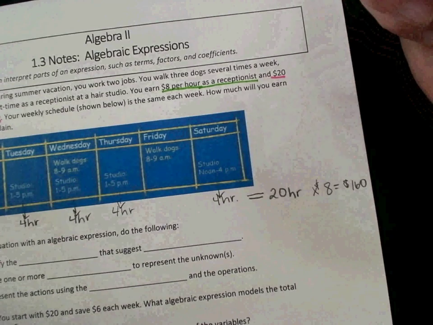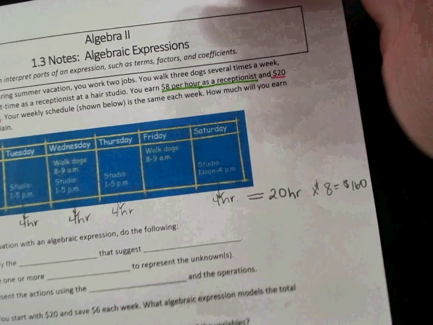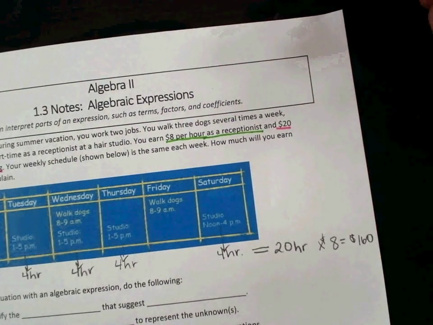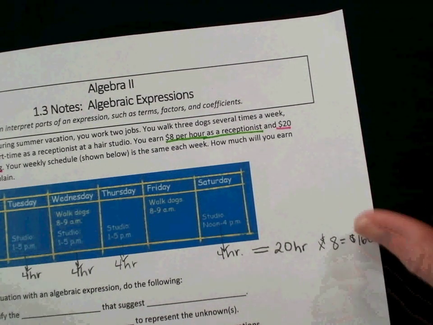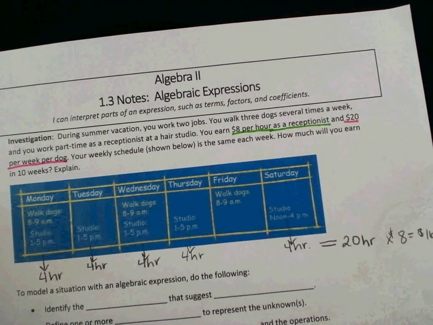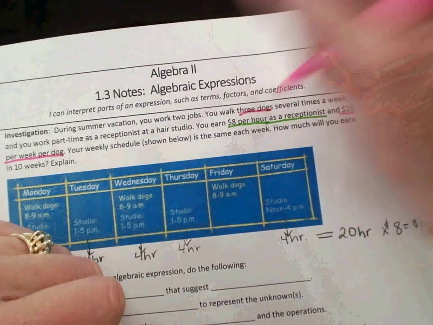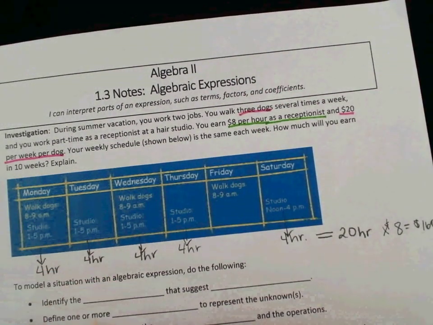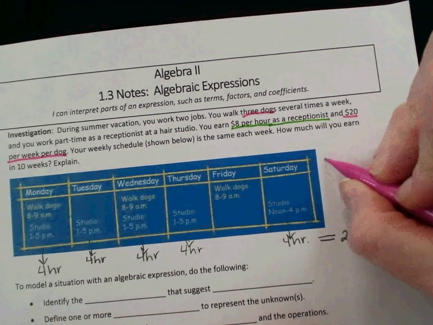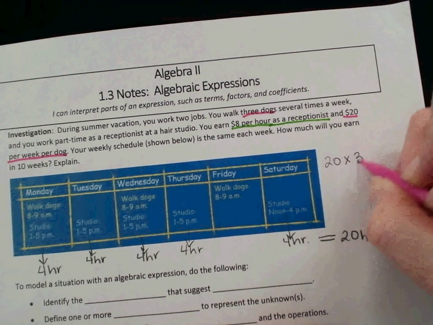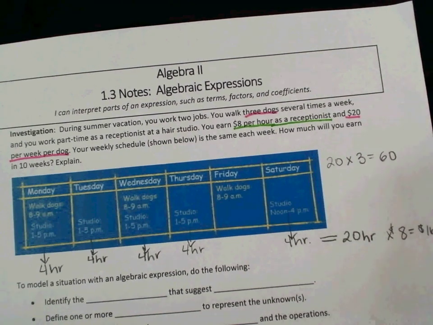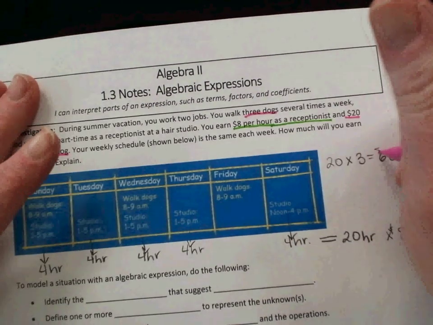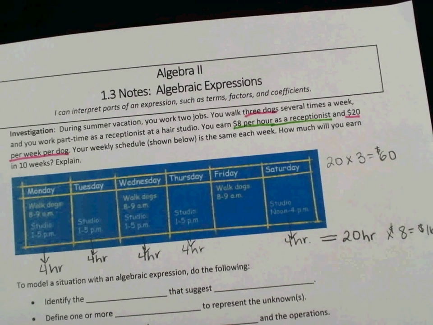How about the dog walking? There's something in this problem that I would have underlined. Liberty? $20 per week per dog. We did underline that. What else, Jazzy? There's 3 dogs. Yes, that's important because it says per dog. I need to know how many dogs I'm walking. So we do 20 times 3, and then you get 180, right? So actually, it doesn't matter how many times you walk the dogs. It just matters how many dogs you walk in the week.